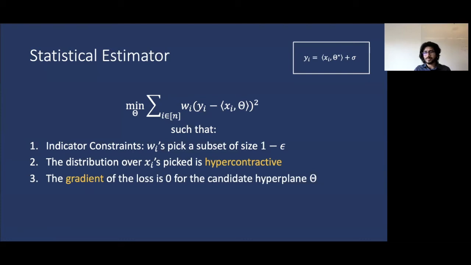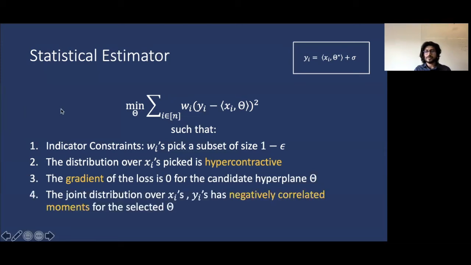So this is a non-standard constraint, since typically the minimizer of a convex objective satisfies the property that it is locally optimum, and that the gradient of the objective function is 0. But we need to enforce this constraint explicitly. And finally, we need that the joint distribution over the xi's and the yi's picked by the algorithm, so picked by these indicators wi, has negatively correlated moments. And what we show is that the estimator obtained by solving this system of equations, in fact returns a theta star which achieves the optimal rate.